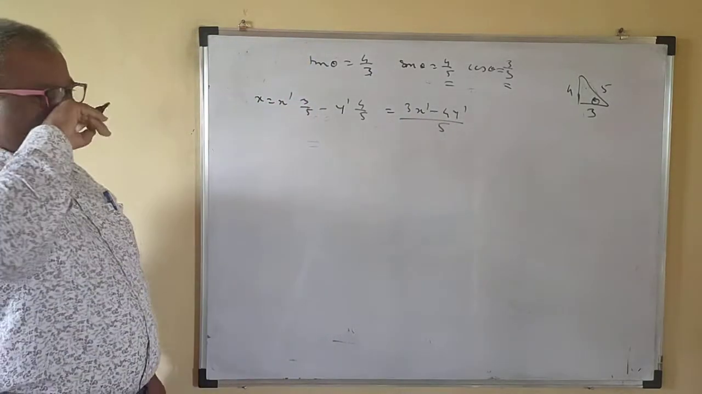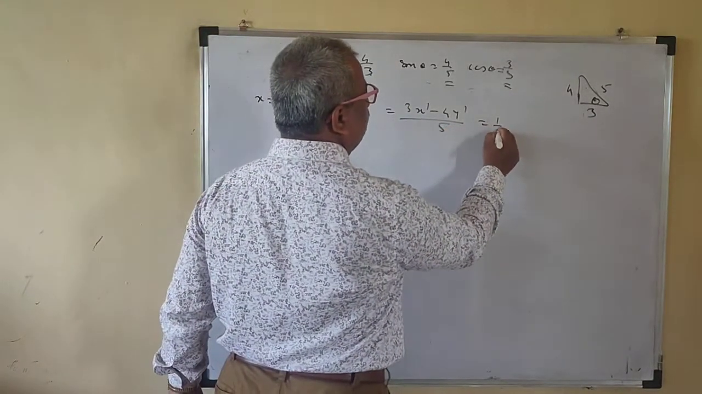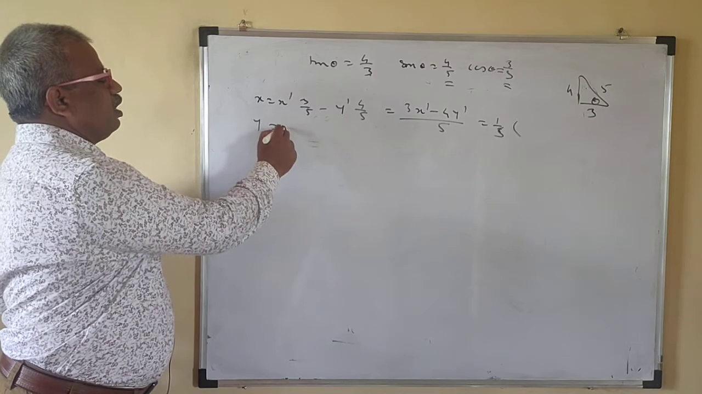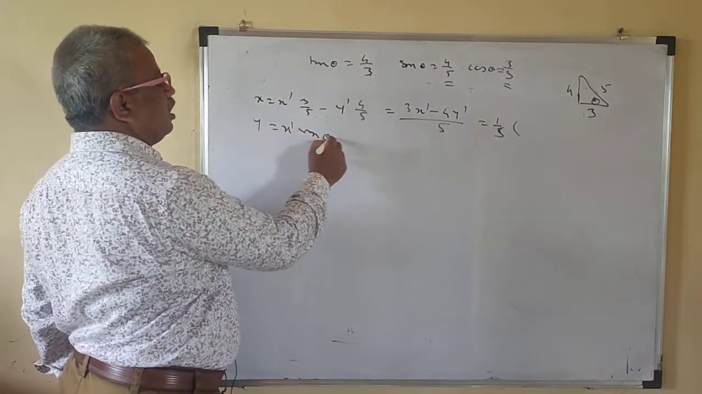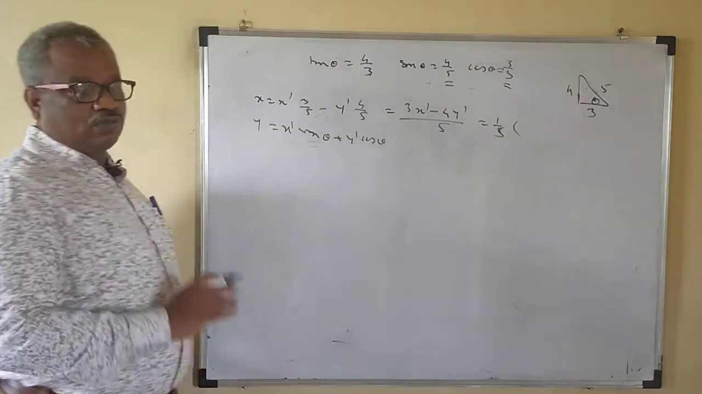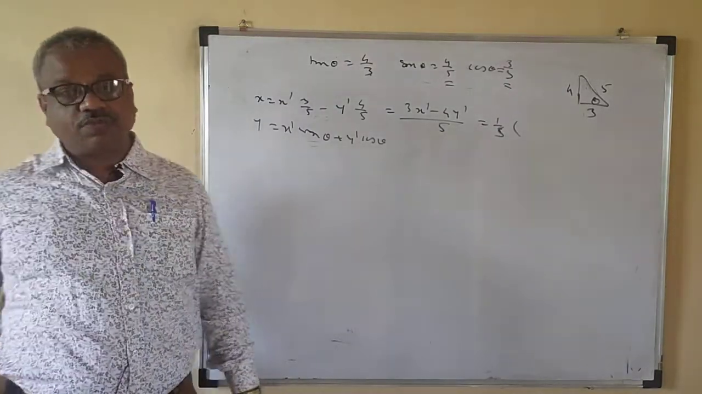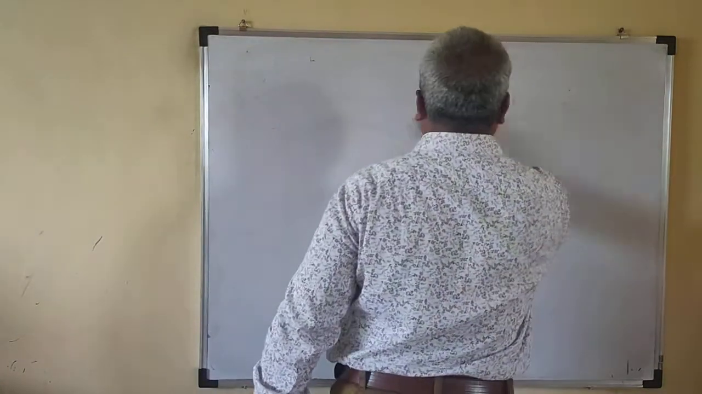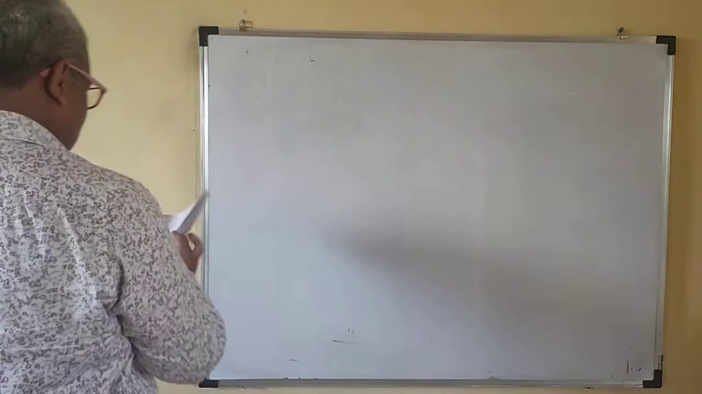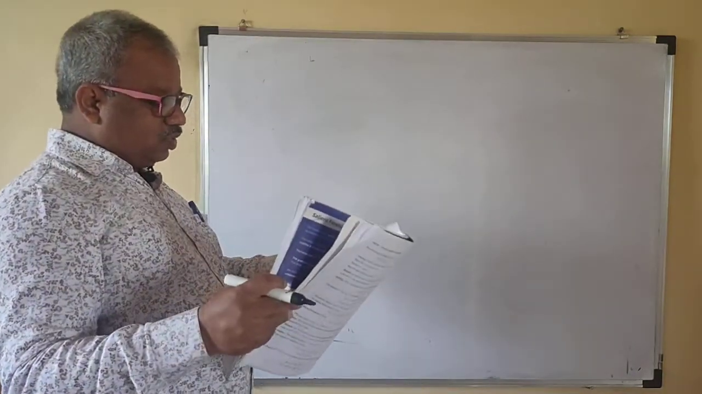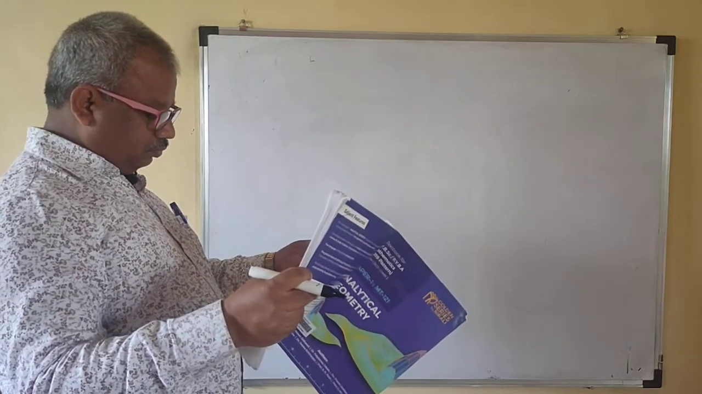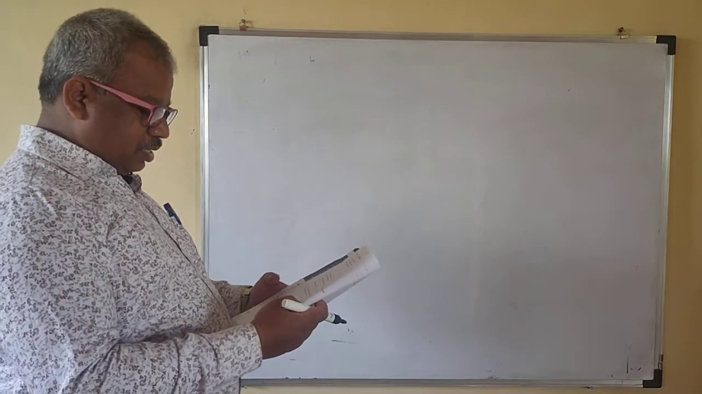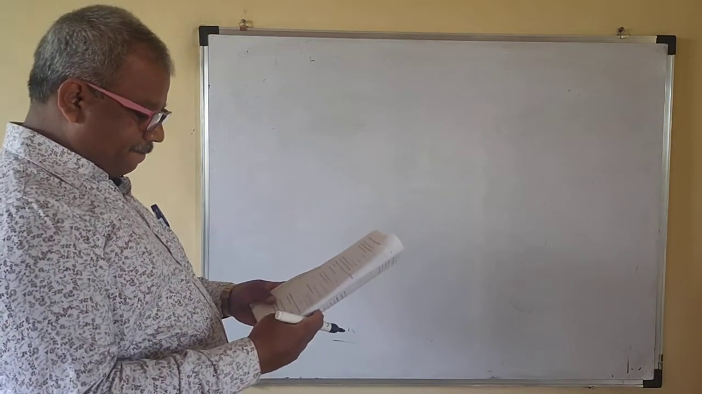The option may be given like this, or it may be given like this: 1 by 5 into 3x prime minus 4y prime, and so on. You can find y is equal to x prime sin theta plus y prime cos theta. You should remember these equations of the translations. You have to write only the equation of the translation, and here it will change all the coefficients of x prime and y prime.